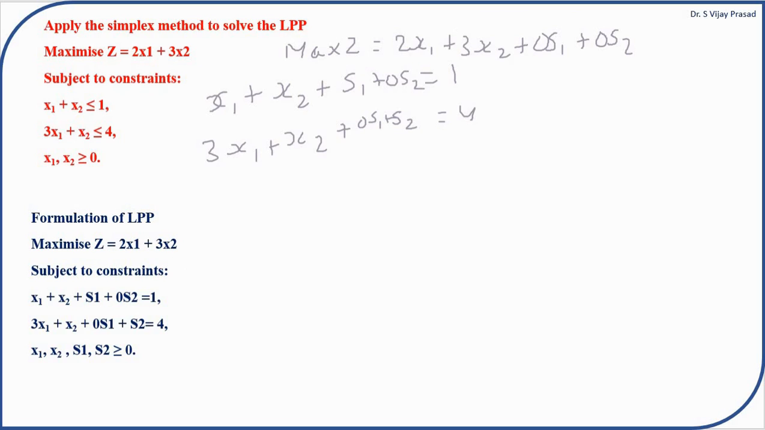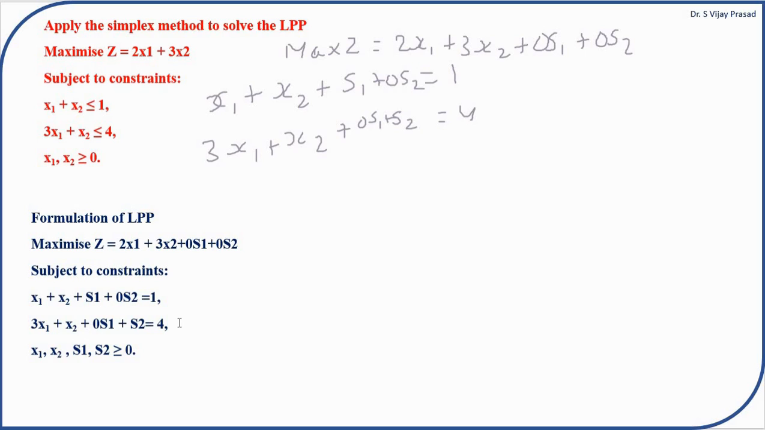Now you can go through. You can see this I typed here already. Now here we have to type 0 s1 and plus 0 s2 like this. This is the formulation of the linear programming problem. Whatever I wrote here, the same thing I have typed here. Maximize z equal to 2x1 plus 3x2 plus 0 s1 plus 0 s2, subject to the constraints x1 plus x2 plus s1 plus 0 s2 equal to 1. Now, 3x1 plus x2 plus 0 into s1 plus s2 equal to 4.